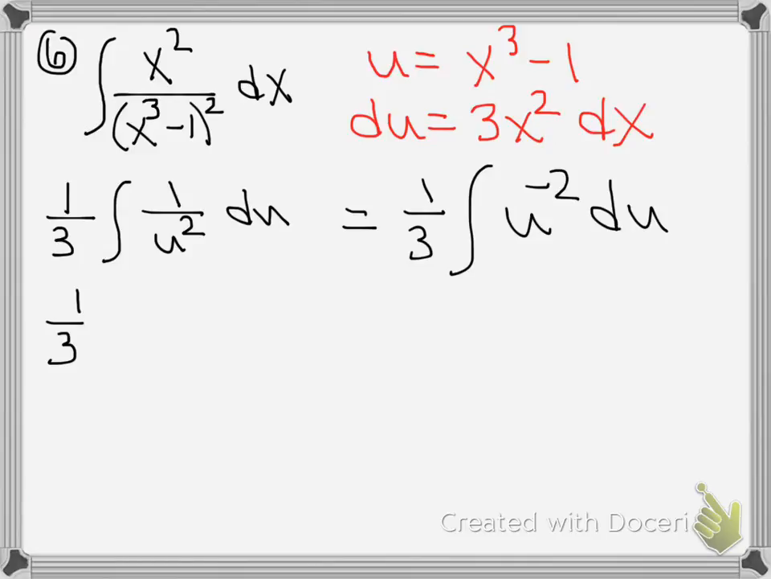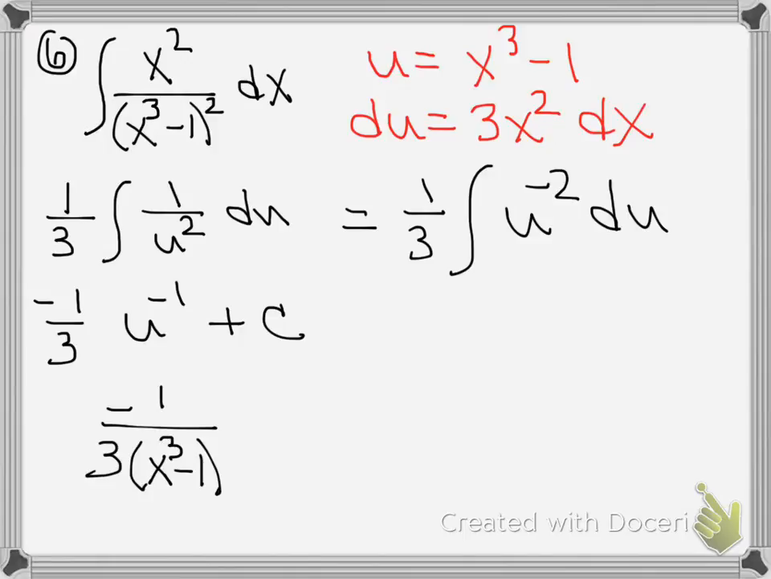That's 1/3 u to the negative 1 over negative 1. I'll just put the negative 1 in front, plus our constant. Or that becomes negative 1 over 3 x cubed minus 1 plus our constant.